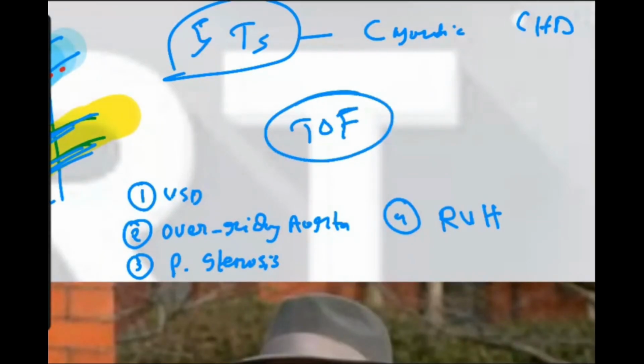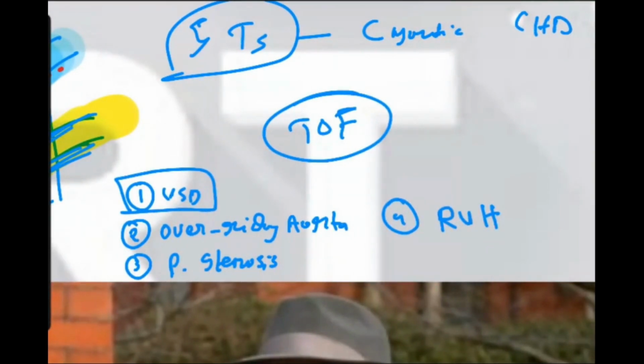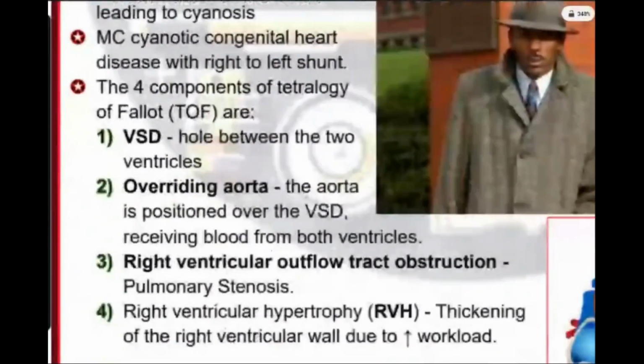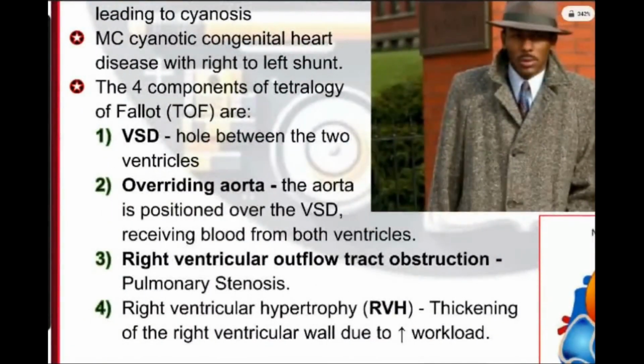These are the 4 components. First, VSD, overriding aorta, pulmonary stenosis, RVH. Pulmonary stenosis, in some books, is also written as right ventricular outflow tract obstruction. The one and the same only. What is the right ventricular outflow tract? The pulmonary artery, that is what we are talking about. Outflow tract obstruction means there is stenosis. Okay, now, this is what TOF means.